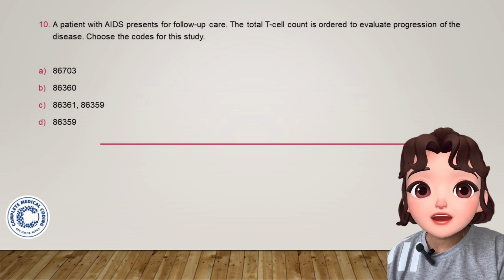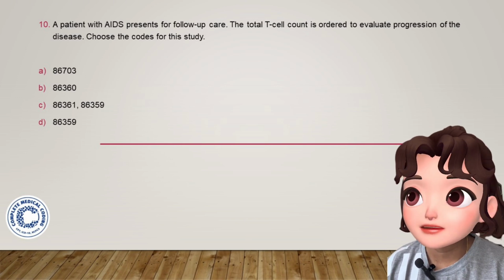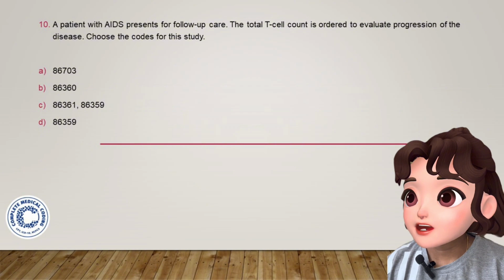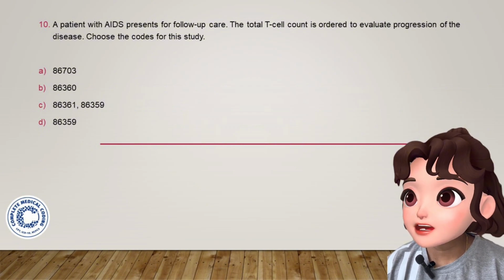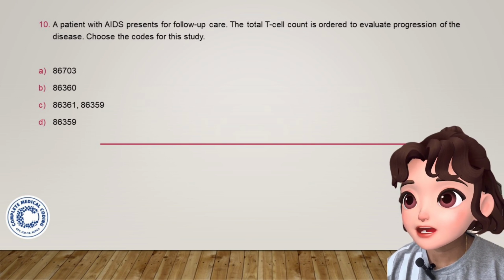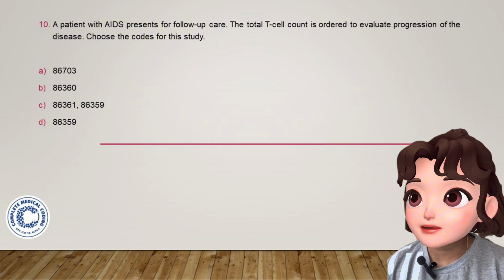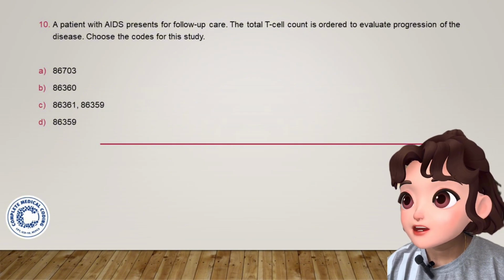Now let's look into one more question from the pathology. Last question, 10th one. A patient with AIDS presents for follow-up care. The total T cell count is ordered to evaluate progression of the disease. Choose the codes for this study. So here we have to code for T cell count. Let's look into the options one by one.